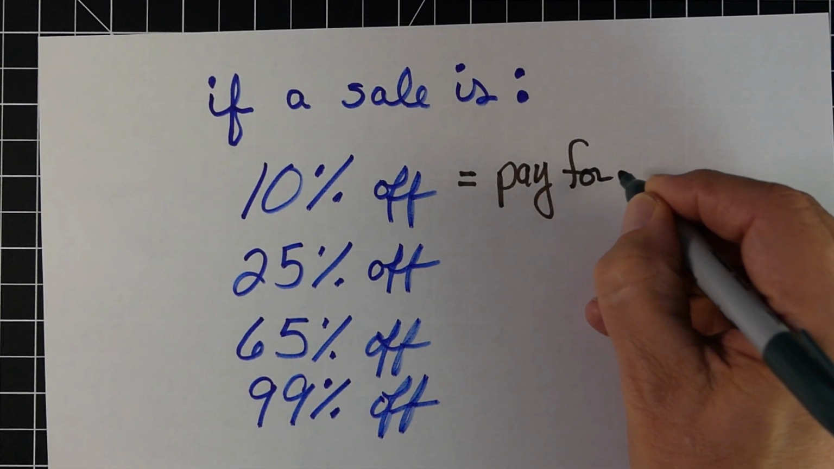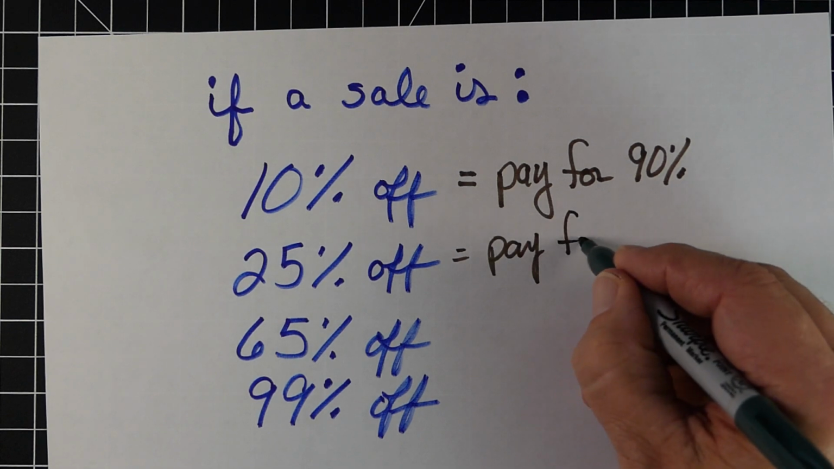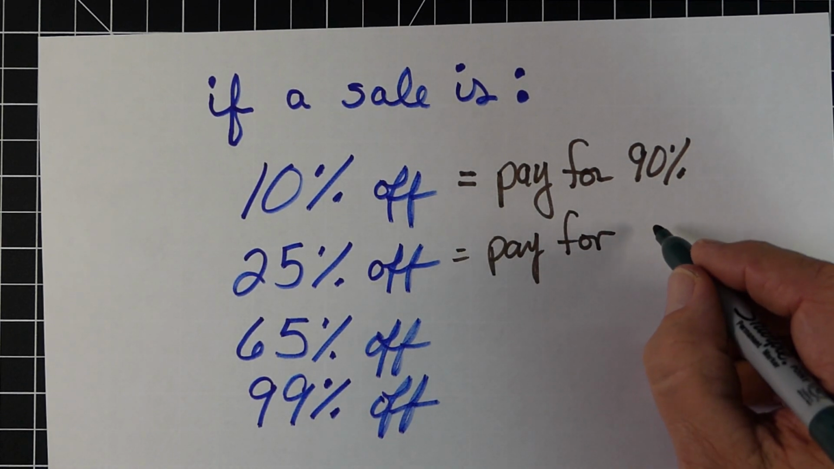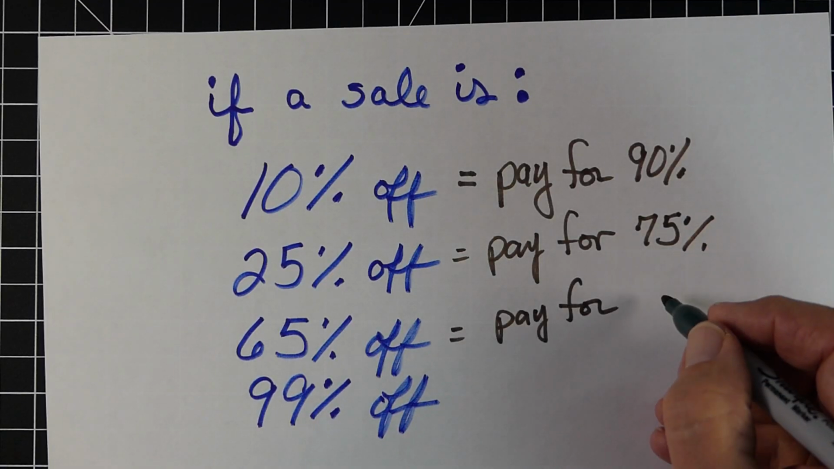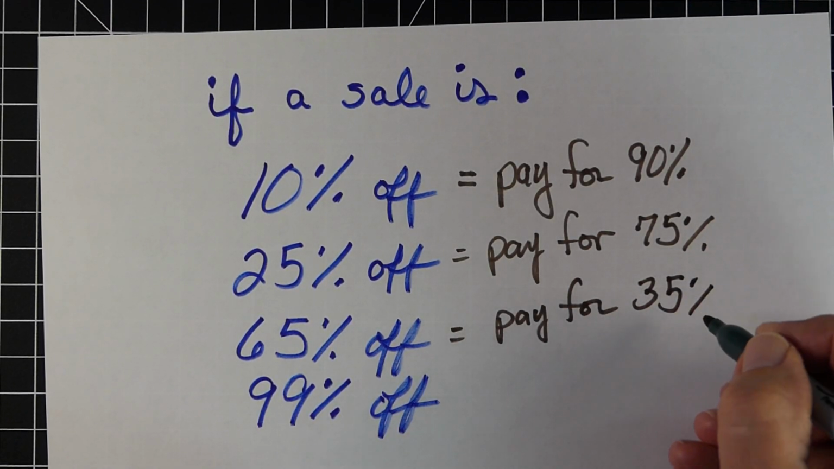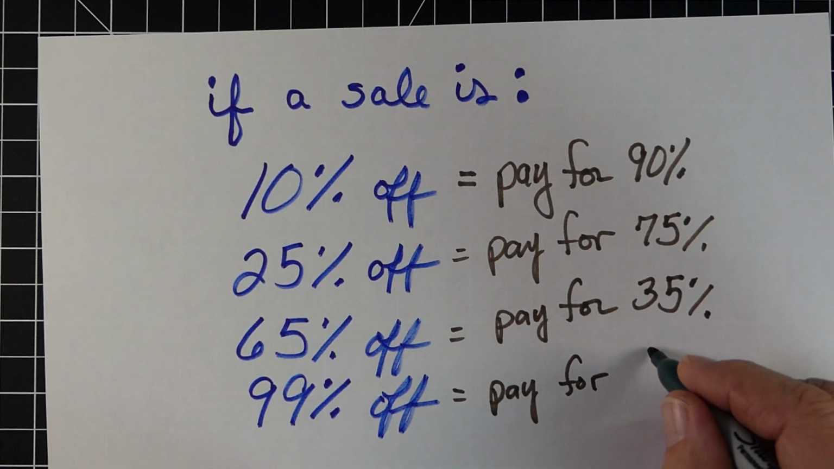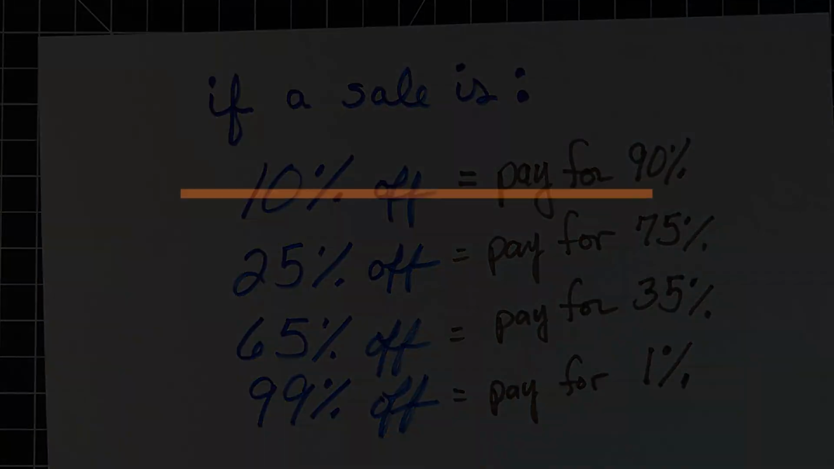Okay. Now, a lot of these you can just do in your head. So for example, if something is 10% off, it means you have to pay for 90%. If it's 25% off, it means you have to pay for 75%. 65% off, which is a good sale, you still have to pay for 35% of it. If you found a deal that was 99% off, it means you only have to pay for 1%.